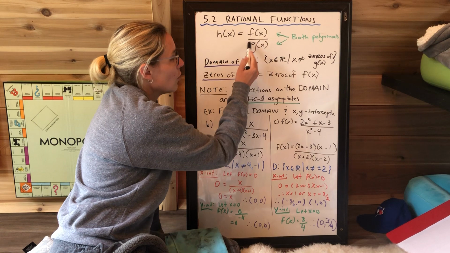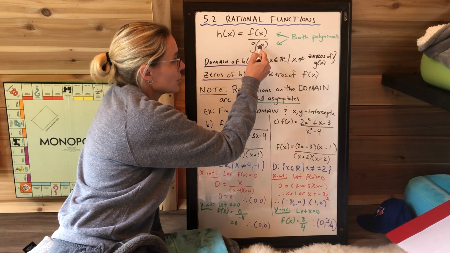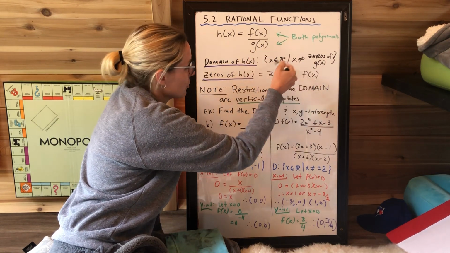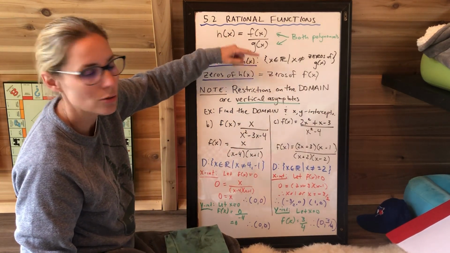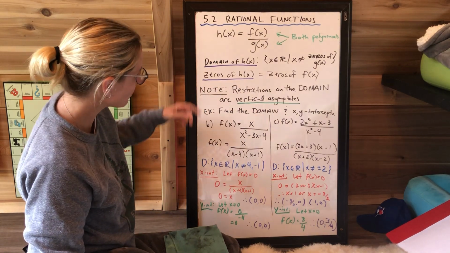So we want to eliminate all those situations where the denominator, which I've called g of x, equals 0. So that's going to be the domain. And that's going to be important because we have to avoid those scenarios. Those are going to become asymptotes as we go down.